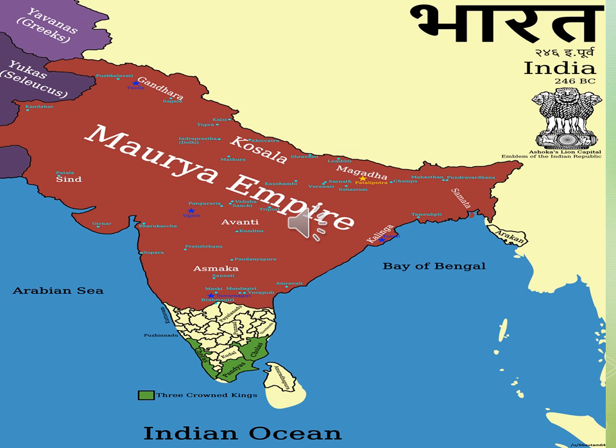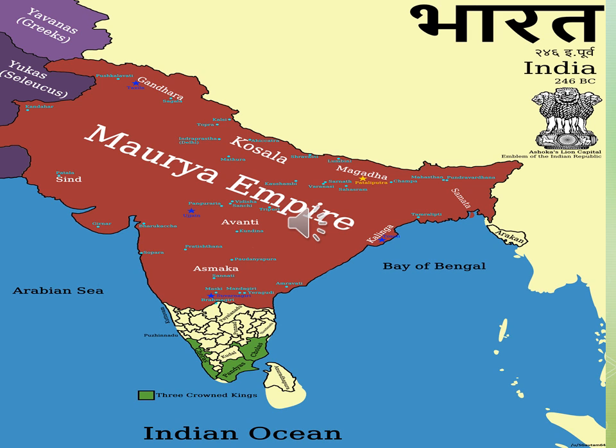The Mauryan Empire was divided into four provinces, and these provinces were administered by governors who were usually princes or from the royal family. Actually, Ashoka was also a governor. During Bindusara's period, Ashoka was appointed as the governor of one such province.